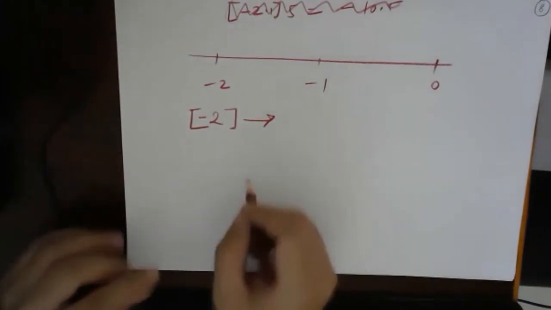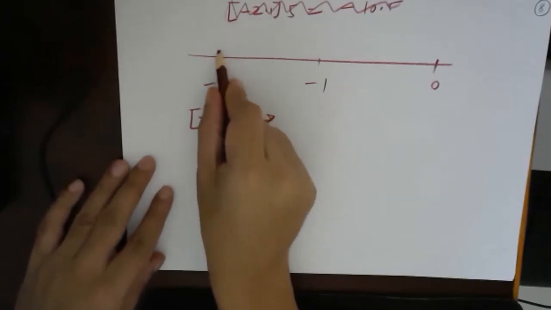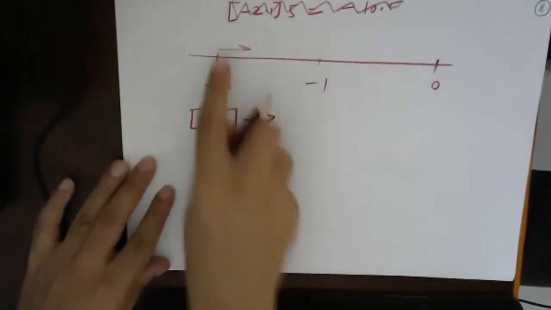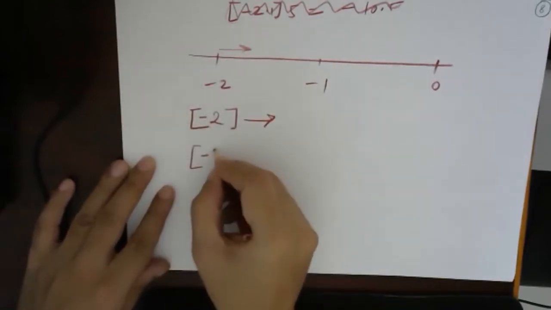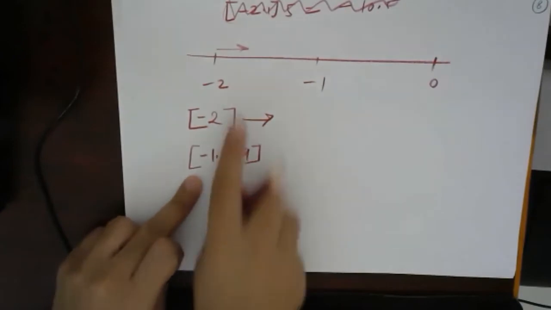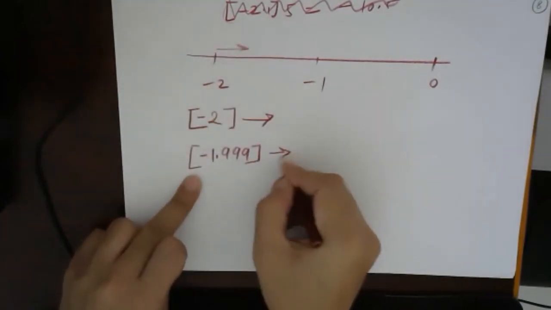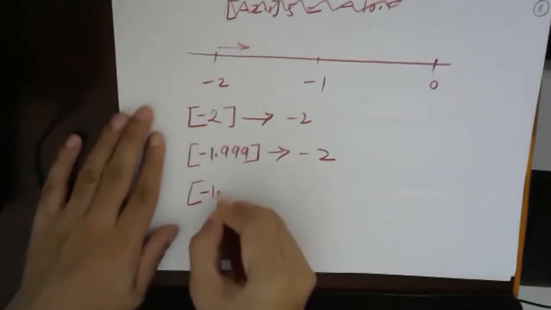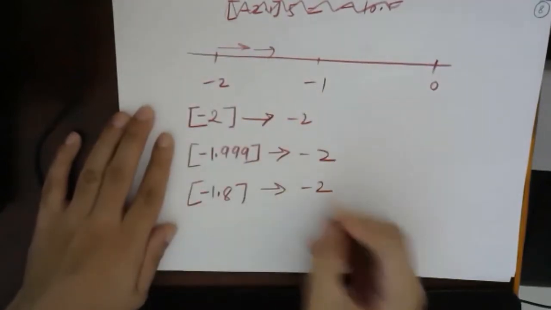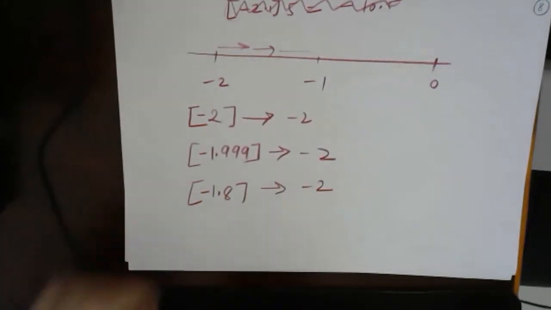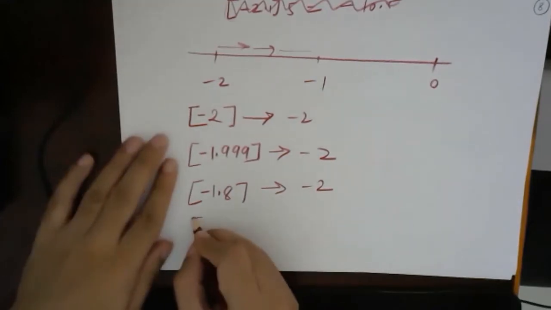Okay, fine. Now let's move a little right on this side. Right on this side means if I have minus 1.999, minus 1.9, if I move on to the right, what will be the integral part? Minus 2. If I take minus 1.8, what will be the integral part? Minus 2. Till which number will I get minus 2?